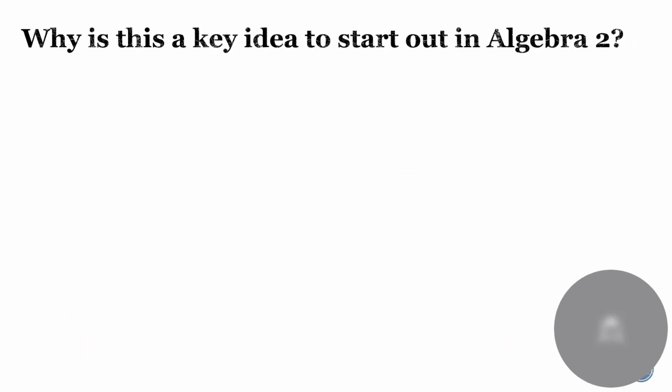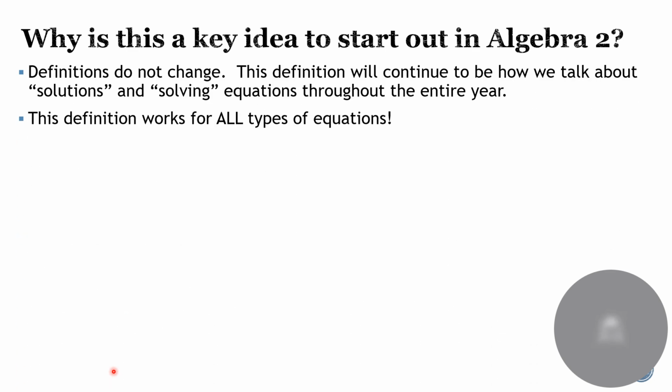All right. So why is this a key idea to start out in Algebra 2? Why are we backing up to what feels like Algebra 1, maybe even pre-algebra? Well, here's why. Definitions do not change. Now, there are some words in math that have more than one definition depending on the branch of math. So there's like an algebra definition, and then there's a probability definition. But the definitions don't change.